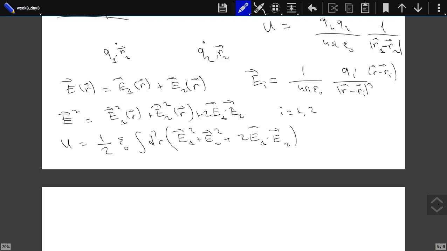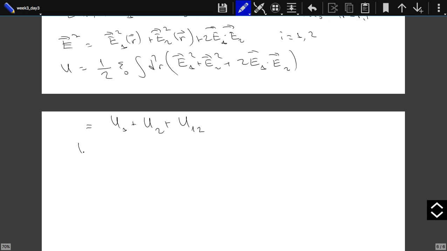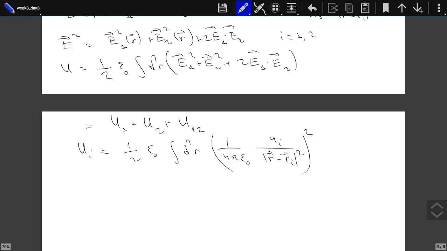So this is equal to, let's say, U1 plus U2 plus U12, where this Ui is equal to 1 over 2 epsilon 0 integral d cubed r of 1 over 4 pi epsilon 0 times Qi over |r minus ri| squared, all of this thing squared.